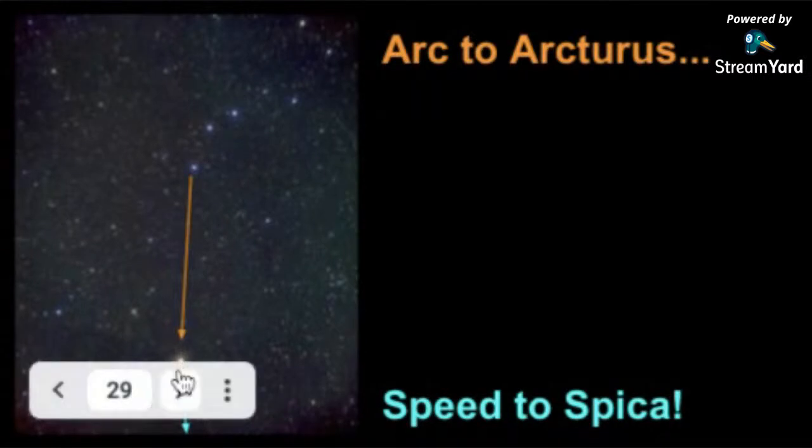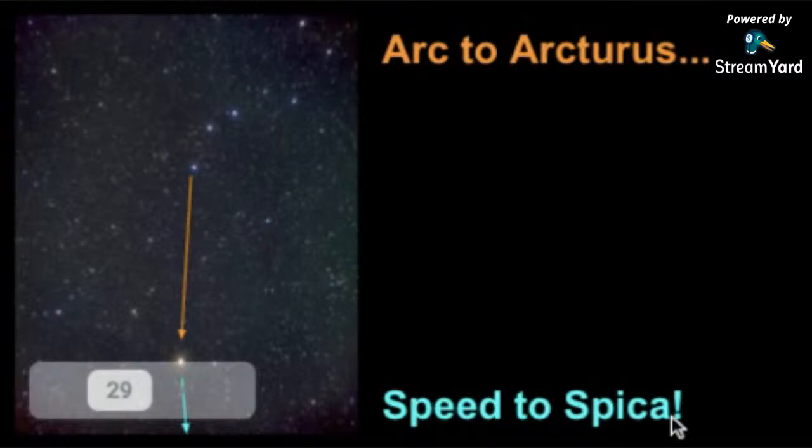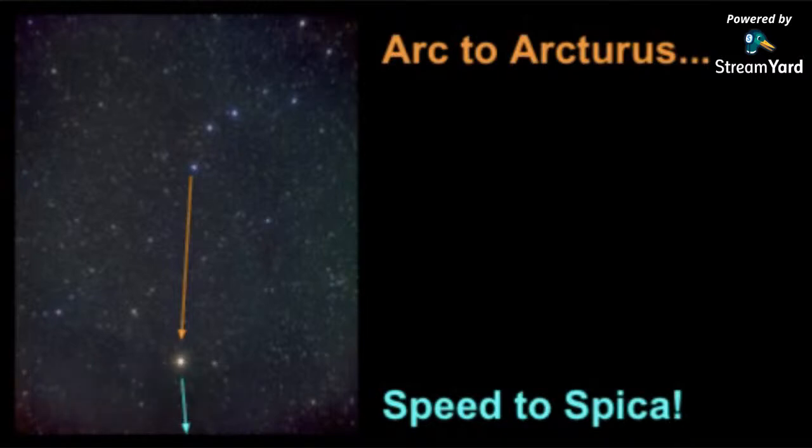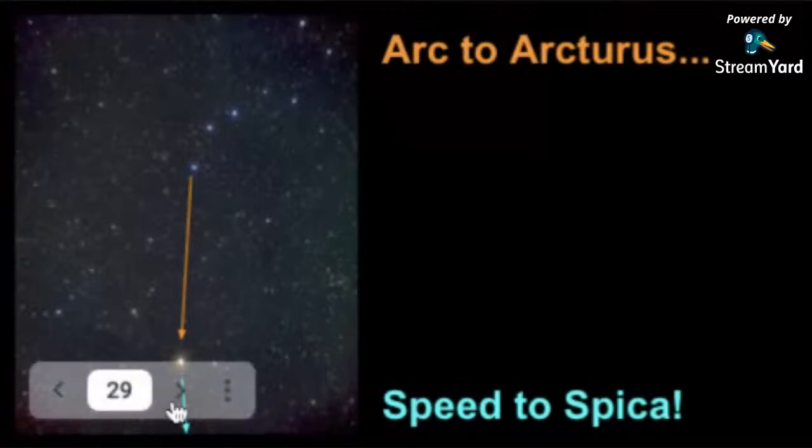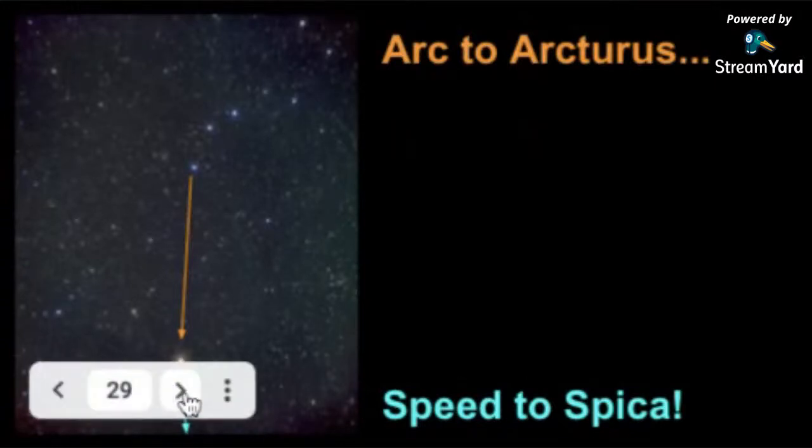And the other part of that is speed to Spica, because Spica is a very bright star in the constellation of Virgo. And when you get to Virgo, Spica is about the only star you can really see unless you're living in really dark skies. And Virgo is a very large constellation.